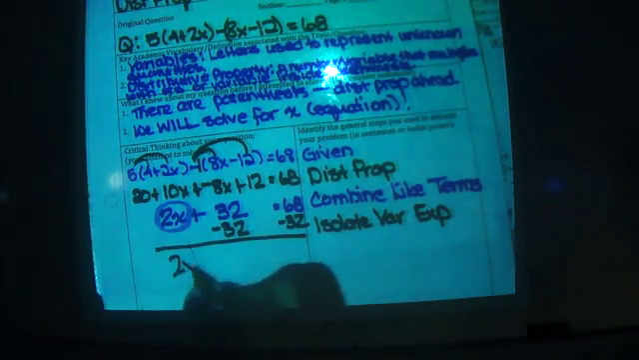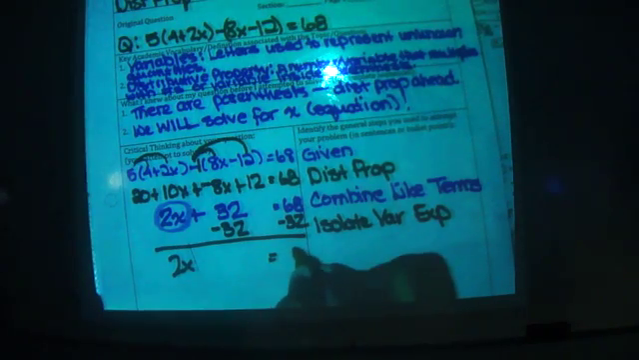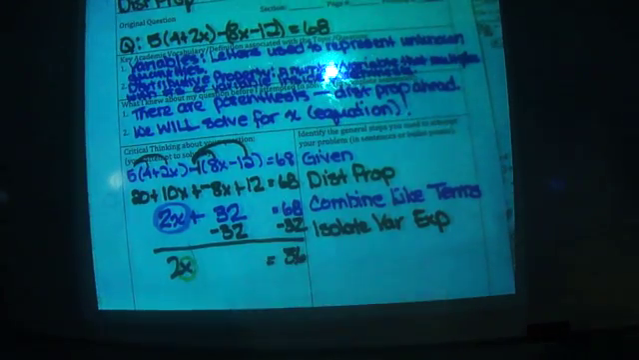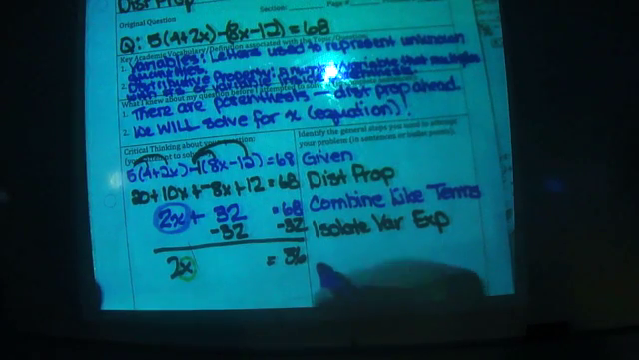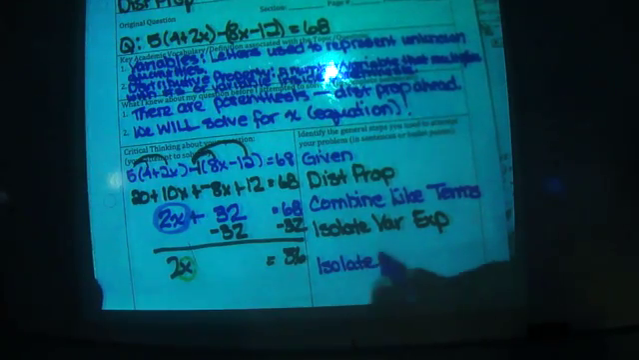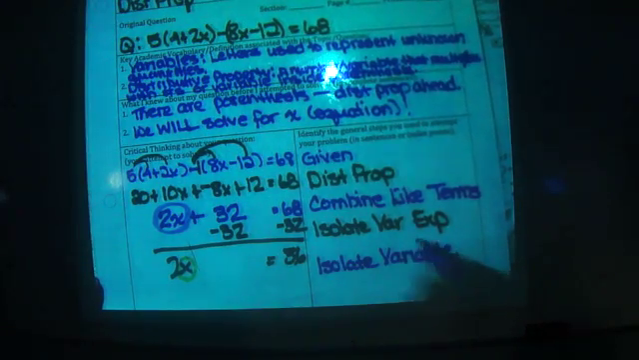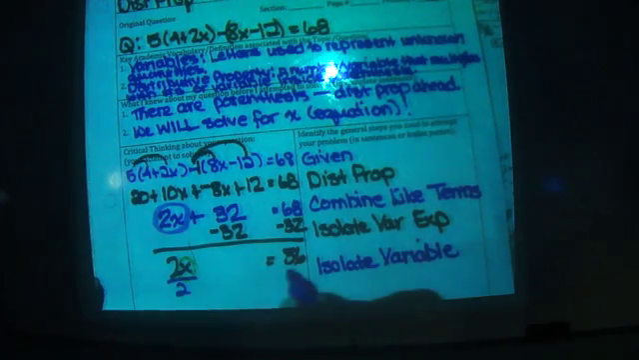So 2x equals 36. Now we're going to get x by itself. What do we call that? X by itself. What are we going to call that? Isolate the variable, just the variable. Good. How are we going to do that if 2 is multiplying with x? You divide it by 2. X equals 18. Yay, we solved it.